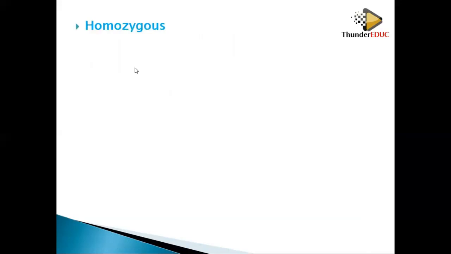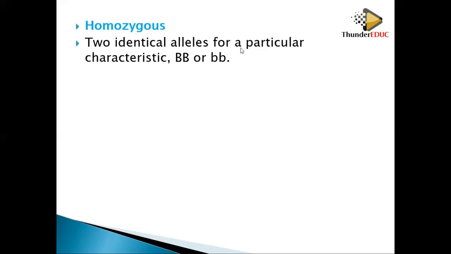So then when we talk about homozygous, I've been talking about this. Homo, which means the same, zygous from the zygote. Then it means that this zygote has the same kind of genes. Two alleles, two identical alleles for a particular characteristic. Homo, same, can be homozygous dominant or homozygous recessive.